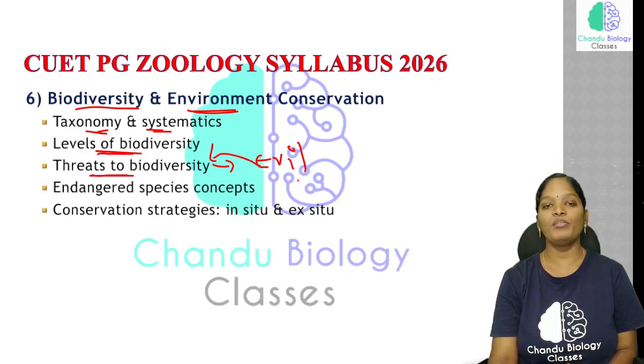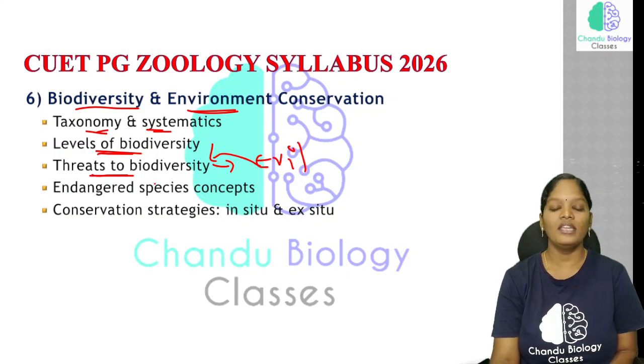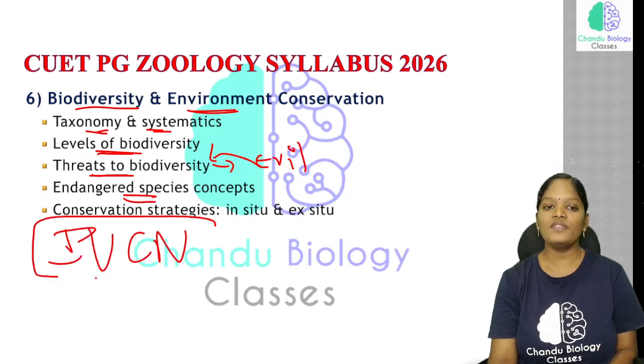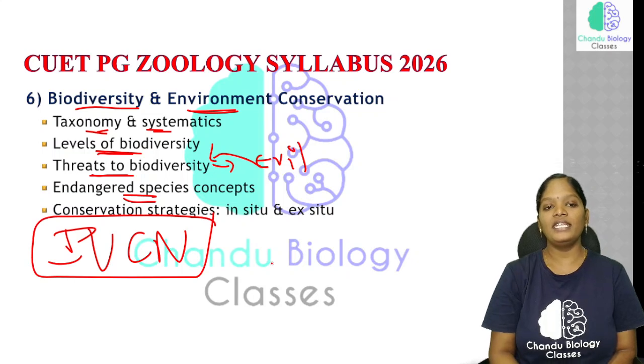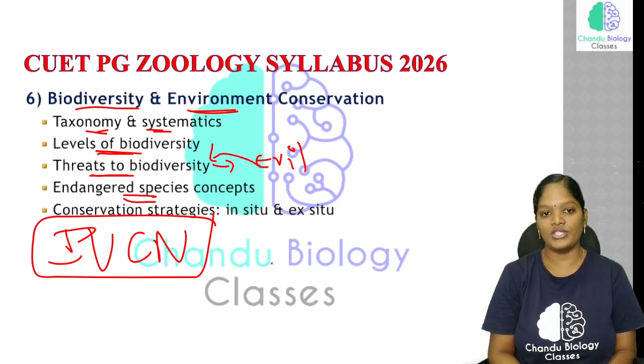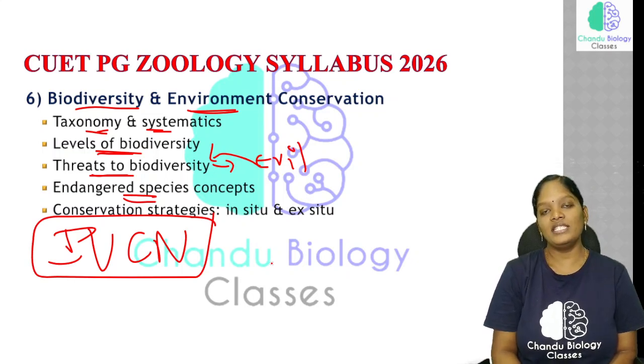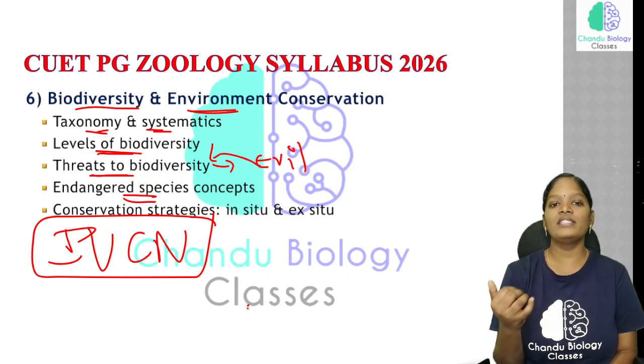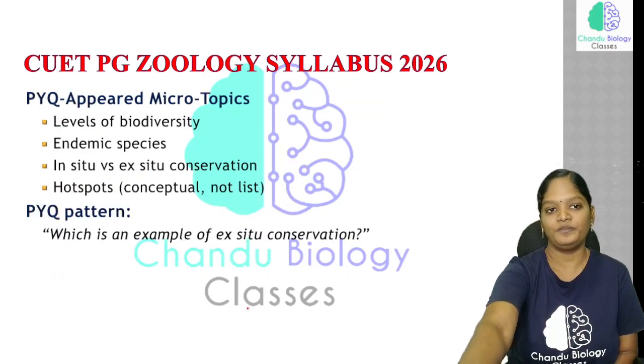And the first important thing will be habitat loss and fragmentation. We are going to discuss that. And what is meant by endangered concepts, and what is this organization called IUCN, the International Union for Conservation of Nature, and how can we conserve biodiversity. We have 2 conservation strategies, in situ and ex situ. What is the difference between these two, and what are the examples for in situ and ex situ?